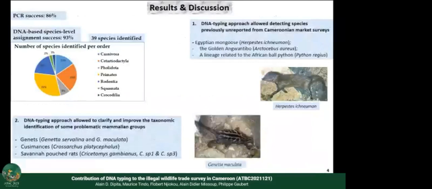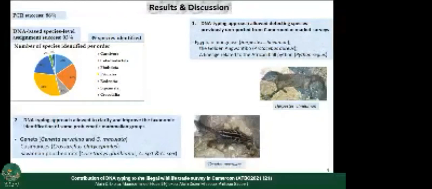The PCR success across mammal orders was high. Our approach allowed us to assign 93% of samples to species level. 39 species, mostly primates and Cetartiodactyla, were identified. We detected species such as the Egyptian mongoose, previously unreported from Cameroonian market surveys. We also clarified and improved the taxonomic identification of some problematic taxa such as genets.